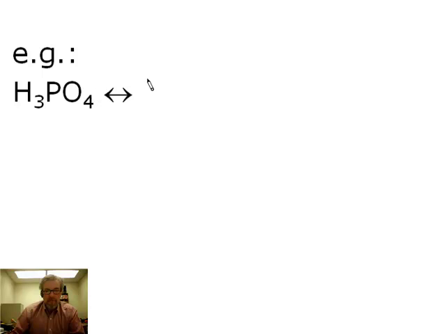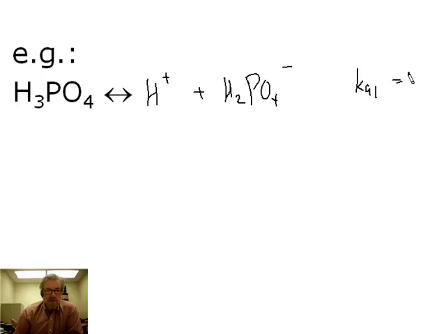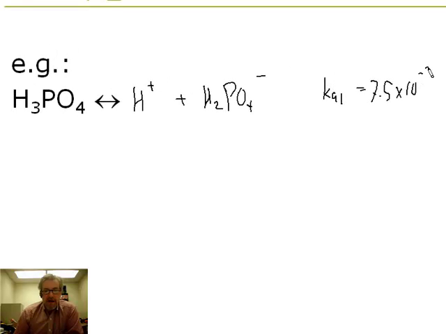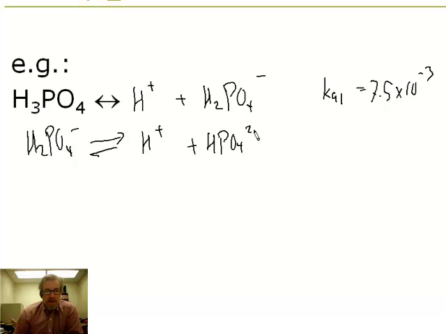The first ionization is H+ and H2PO4 with a 1- charge. Ka for this first step is 7.5 times 10 to the negative 3rd. Then the H2PO4 that was generated in that first ionization is itself an acid. So it's going to reversibly dissociate to give you H pluses and HPO4, which is a 2- ion. Ka for the second step is 6.2 times 10 to the minus 8th.